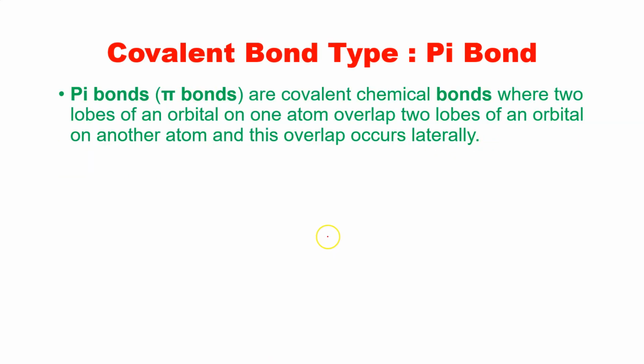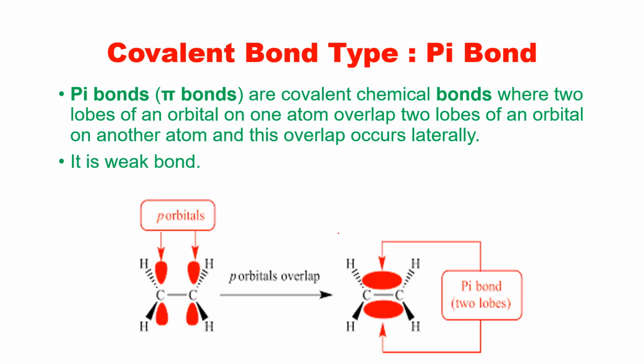Now the next covalent type is the pi bond. Again, it is formed due to sharing of electrons. Pi bonds are covalent bonds where two lobes of an orbital of one atom overlap two lobes of an orbital of another atom. This overlap occurs laterally. This is the weak bond.